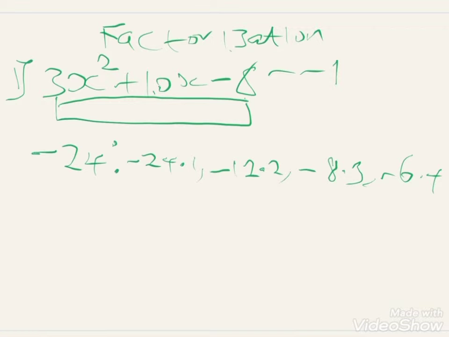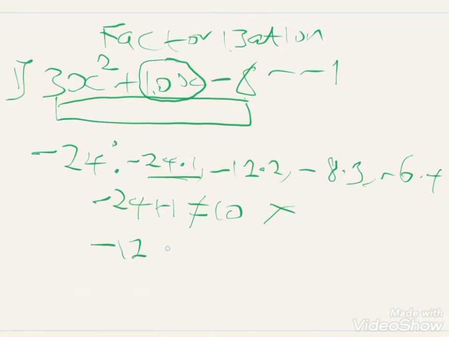Now, having got these factors, check the pair of factors whose sum will give us the middle term, that is plus 10. Let us sum each of the pairs of factors to see the one that will give us the middle term of 10. Starting from this one, minus 24 plus 1 is not equal to 10. So we reject.